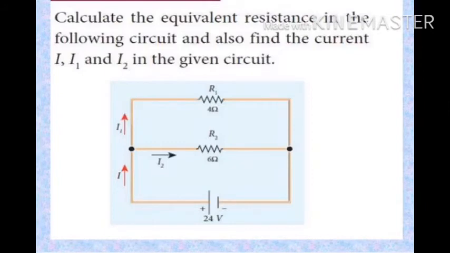Students, now you can understand better by solving this numerical. Calculate the equivalent resistance in the following circuit and also find the currents I1, I2 and I3 in the given circuit. This is the circuit given, you have to just calculate.